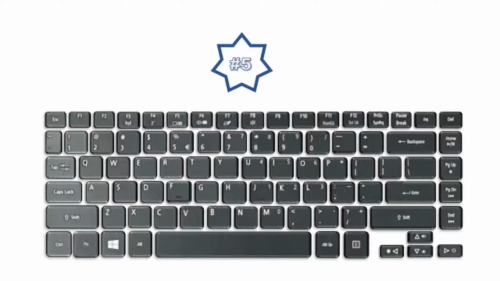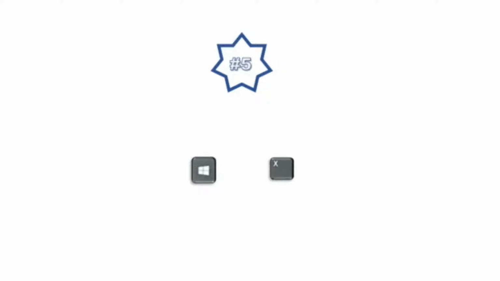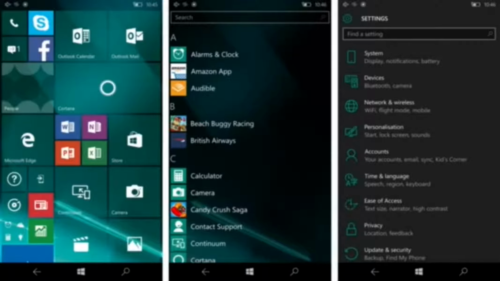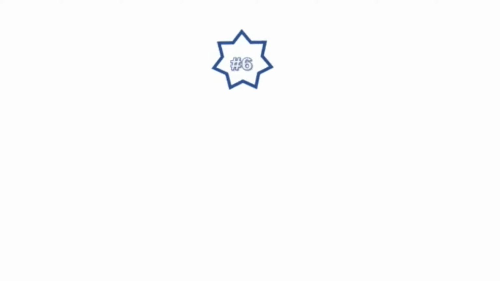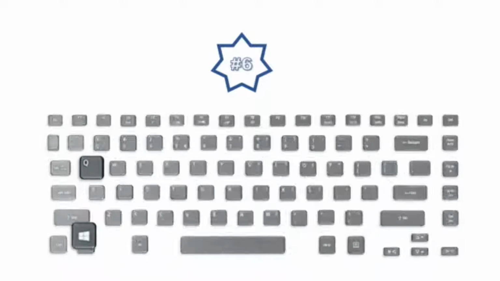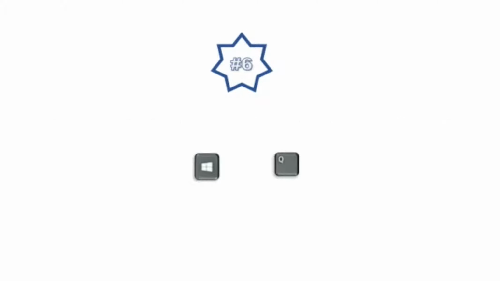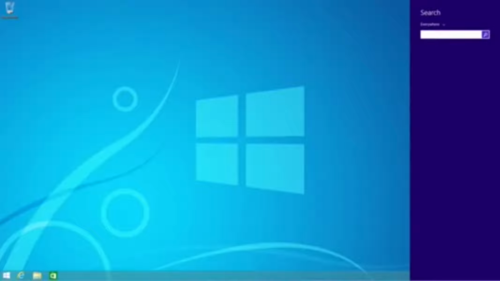Combination number 5 on the keyboard. Press Win key plus letter X. It will open Windows Mobility Center. That's for mobile computer users. Combination number 6 on the keyboard. Press Win key plus letter Q. It's often used to search for all installed apps in Windows 8 and newer.